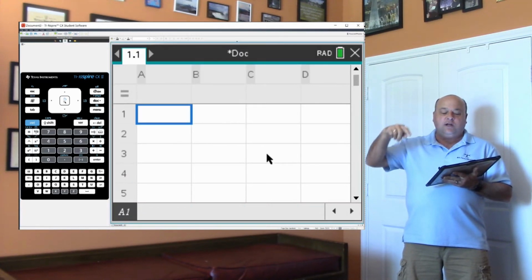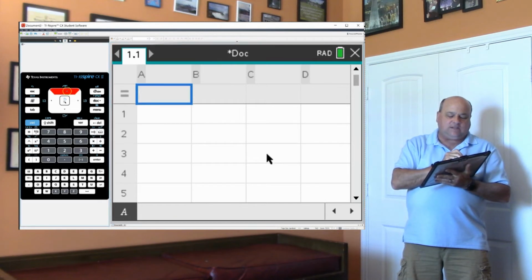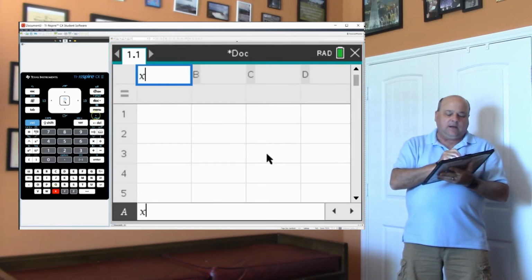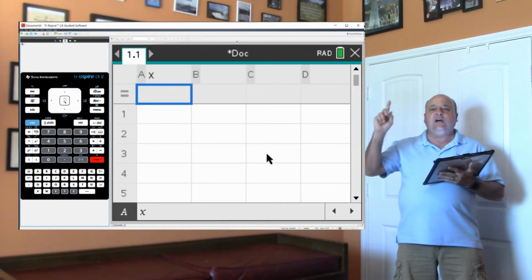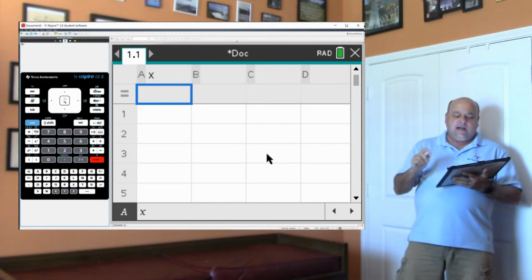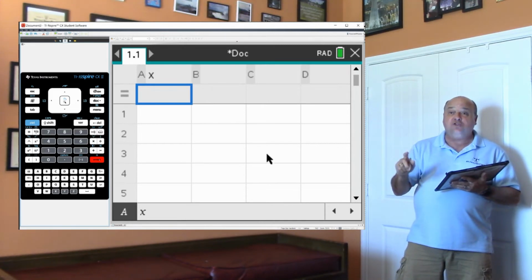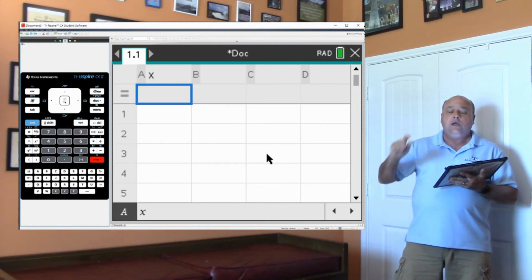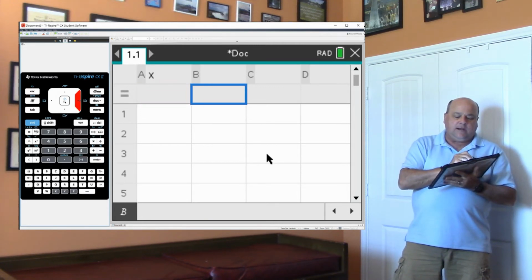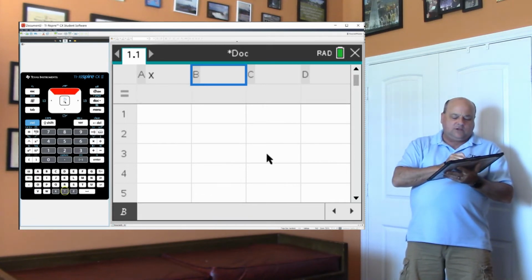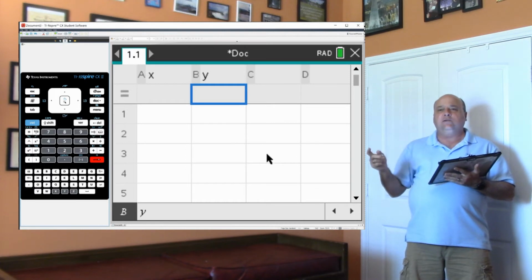The first thing you want to do is go up to the top left where it says A. Type X, and then hit Enter. What that does is it tells the calculator that column is my X-axis. Now, do not put anything in the gray box where that blue square is. You're going to hit the right arrow button and the up button. What's the other axis? It's Y, right? So type in Y, hit Enter, and now you've got your X and Y.